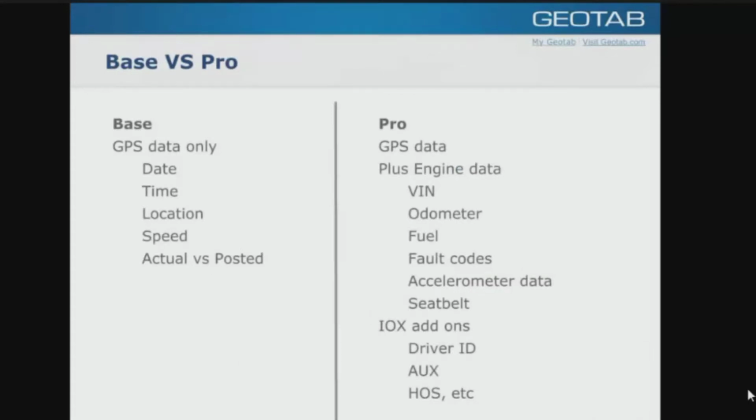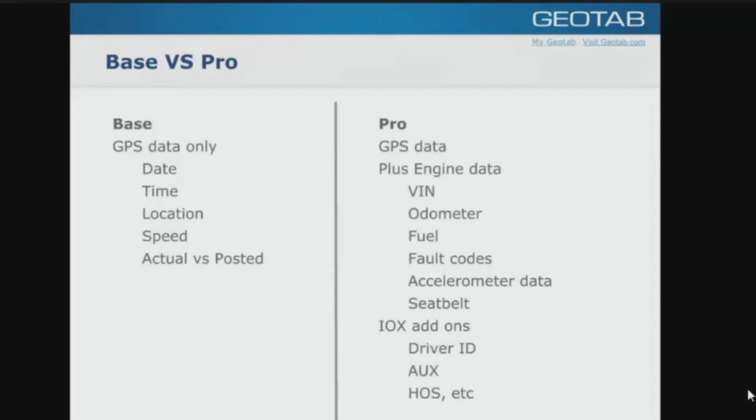So I just thought I'd talk, since we're talking about the connected vehicle and the different data sets, base versus pro, the two levels of data that you can get off a Geotab device. Base is GPS data only. That is date, time, location, and speed. I did go ahead and include that it does include actual versus posted road speed because that's part of the mix there. Date, time, and location are basically your GPS points from which speed is derived.